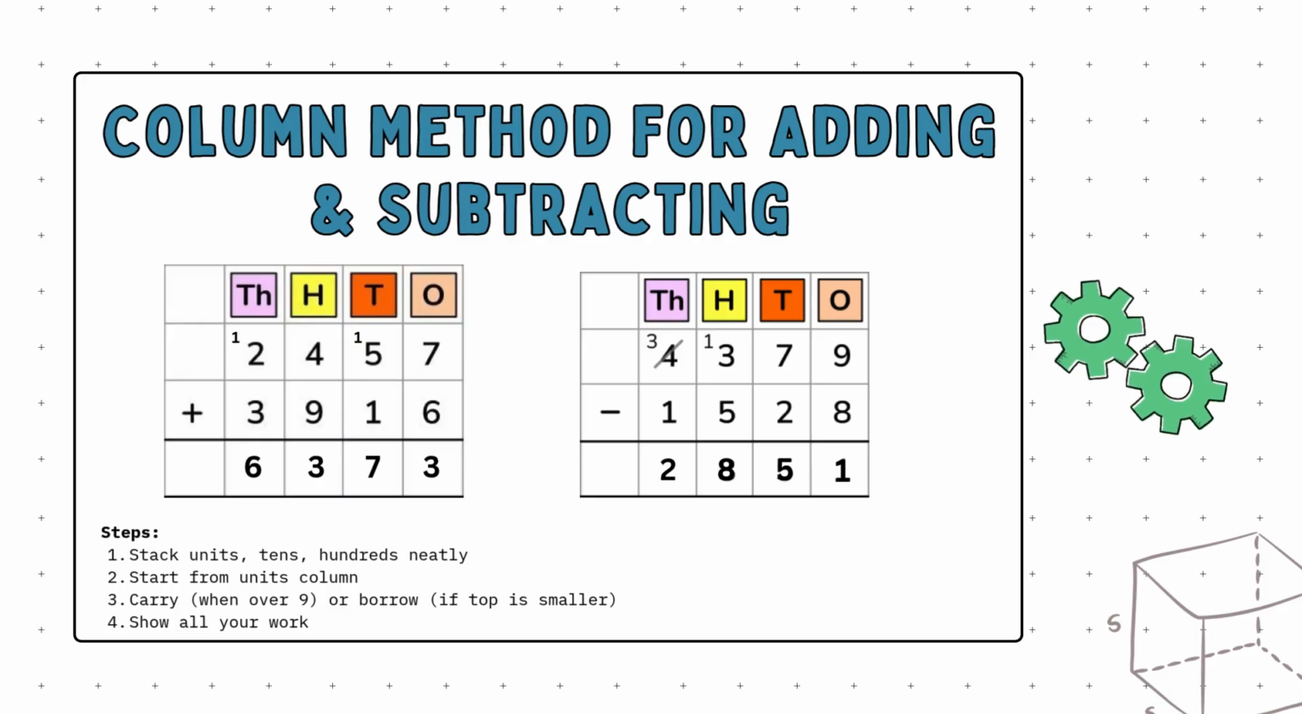So remember, line up your digits in columns. Show me, write with pencil your columns so that I can see it's in columns. Start from the right hand side. Carry when adding more than 9. Borrow when subtracting with a smaller top digit. And always show all your work very neatly.